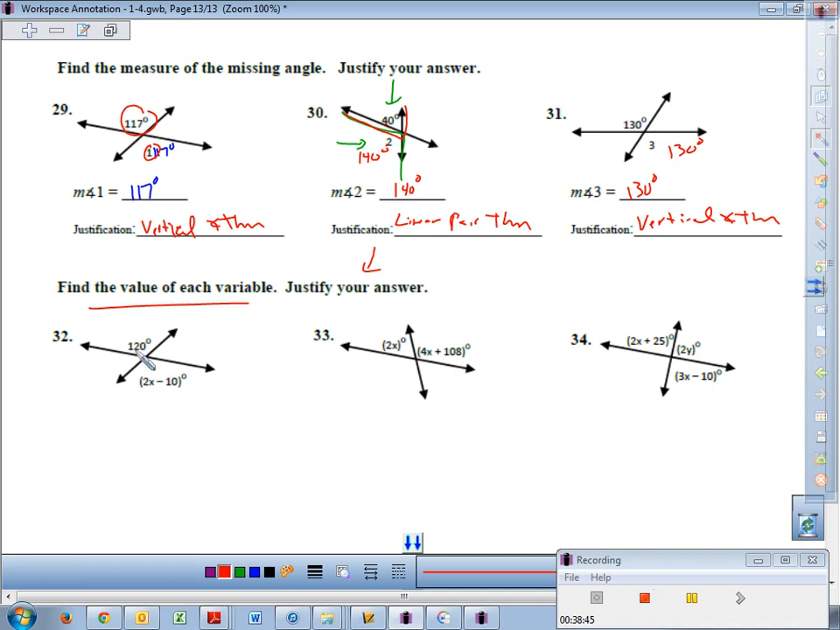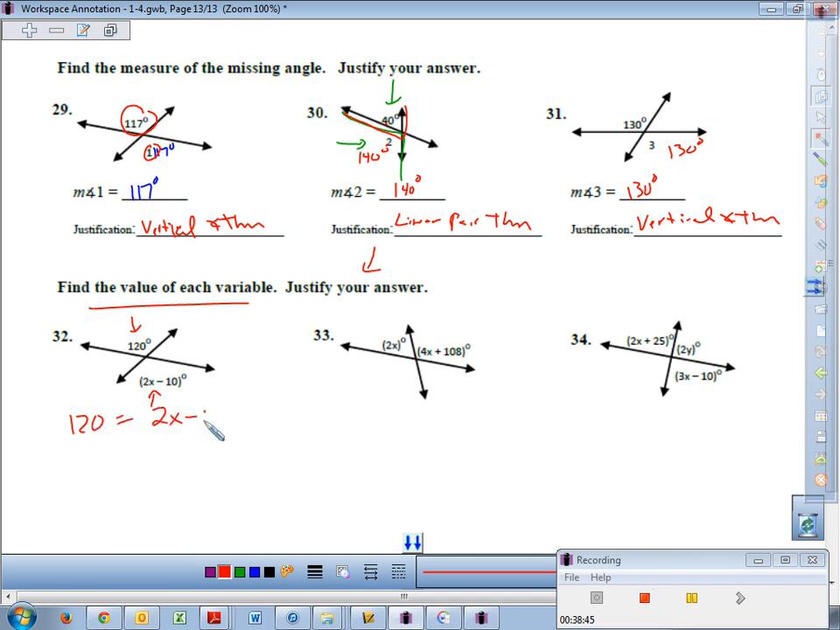Hey, see these? Here's 120. Here's 2x minus 10. What kind of angles? Vertical angles is correct? They're the same, a.k.a. equal, right? To solve for x. Yeah, 120. What do you know about it?